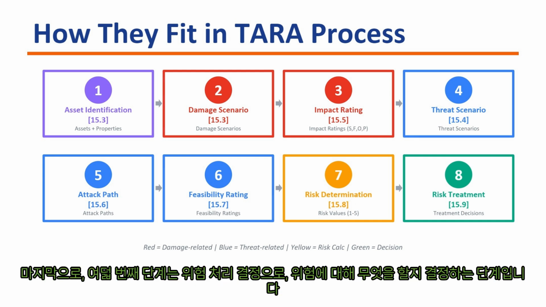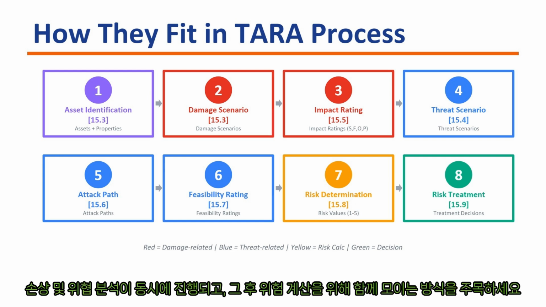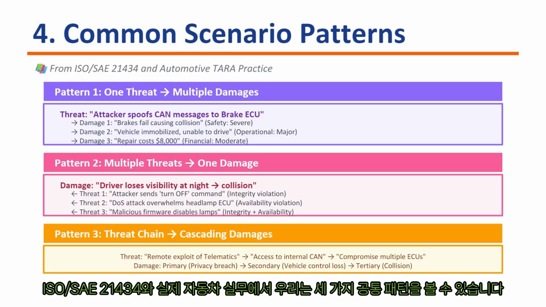Finally, step 8 is risk treatment decision in green, where we decide what to do about the risks. Notice how damage and threat analysis happen in parallel and then come together for risk calculation. From both ISO SAE 21434 and real automotive practice, we see three common patterns.